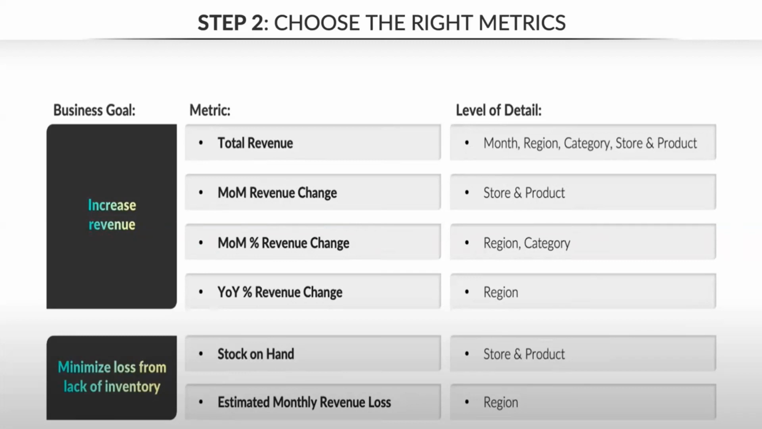And how you want it: okay, total revenue, how do you want it, month-wise or region-wise? You need to ask them. Or month-on-month revenue change, if I want to display it, can I go ahead with store and product? You also need to ask this question. If I display this month-on-month percentage revenue change by region and category, will that help you? Then they will respond, yes, I require this, or I do not require this.